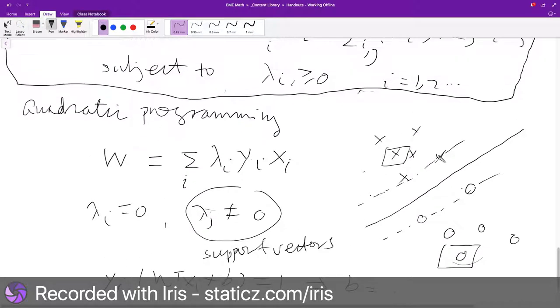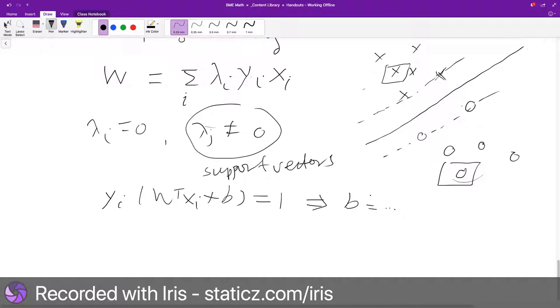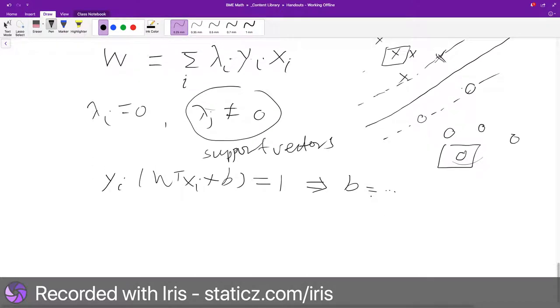So the whole problem is solved like this. In your homework, I will ask you to do an actual problem. You just do the quadratic program to solve it. All right, so this is the solution. No problem?